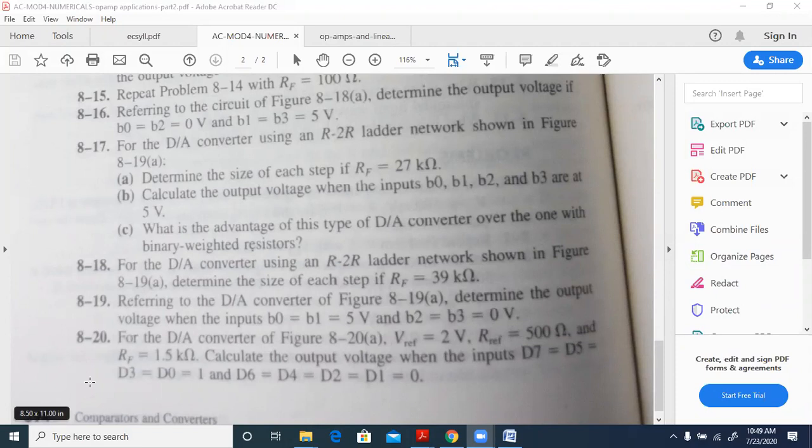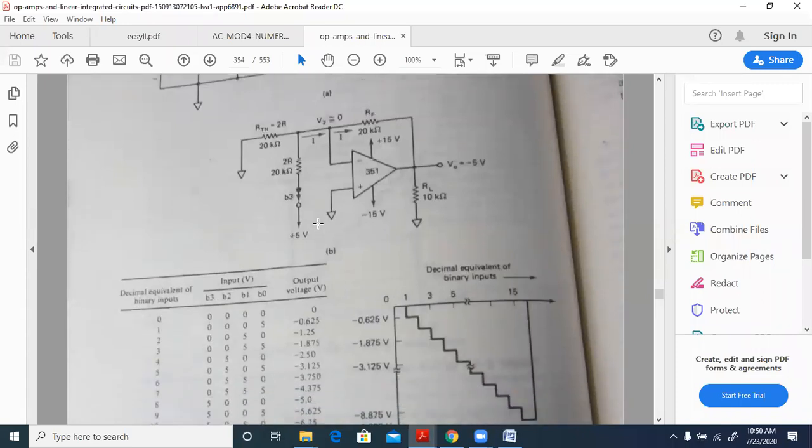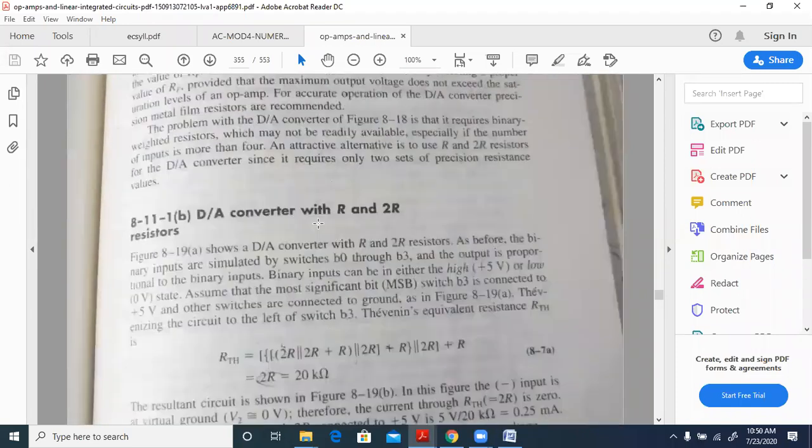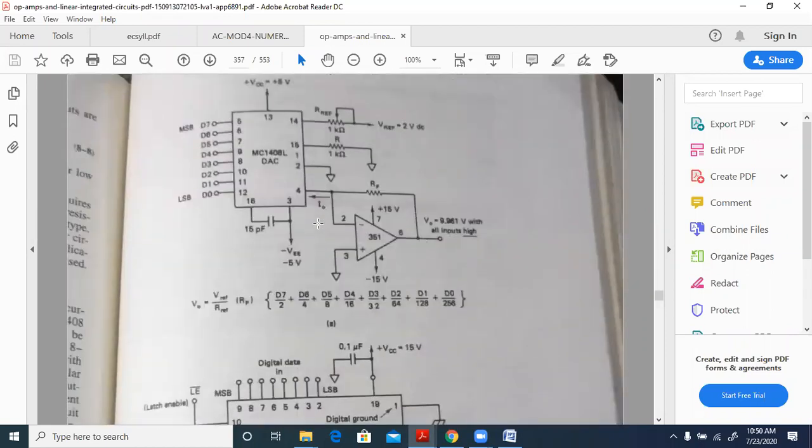Then we come to 8.20. 8.20 is a DA converter of the figure 8.20A with V reference equal to 2 volts, R reference equal to 500 ohms, RF equal to 1.5 kilo ohms, and calculate the output voltage. So let us go to 8.20, which is there in the next figure, page number 356, page number 357, you have this formula, right?